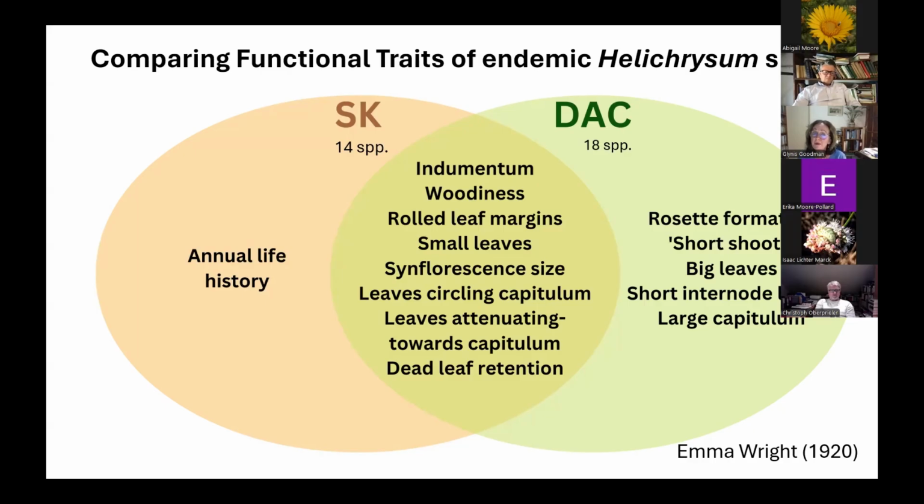And those include their indumentum, their woodiness, the fact that they have rolled leaf margins, the small leaves, as I mentioned. Also the synflorescence size, the leaves circling the capitulum, leaves getting smaller towards the capitulum, and then the fact that they retained their dead leaves on the plants. Succulent Karoo species, however, all had an annual life history, whereas the Drakensberg alpine ones, as one would expect, have a perennial life history, along with these other characteristics.